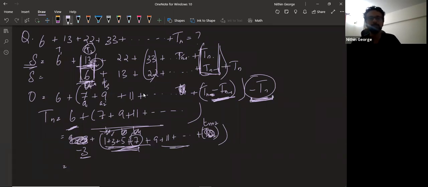Sum of the first n odd numbers will be what? N square. So this becomes minus 3 plus n plus 2 square, because they are the first n plus 2 odd numbers. Okay, so this is what you get Tn as.